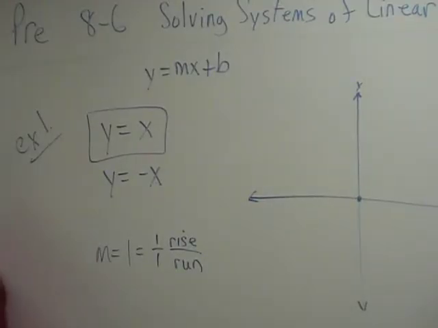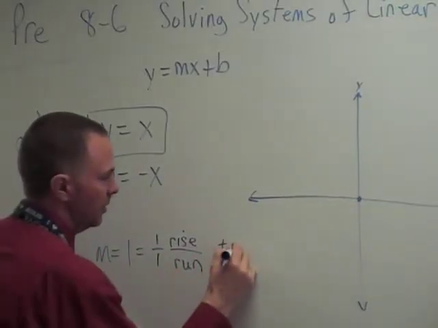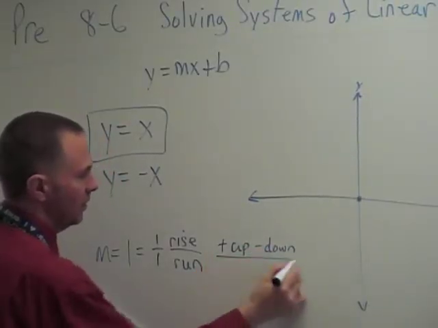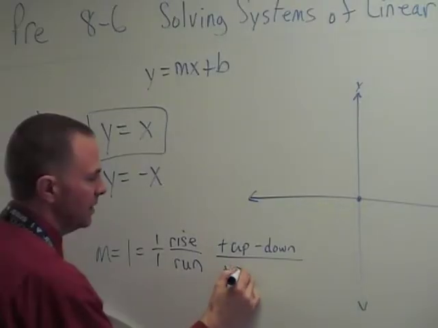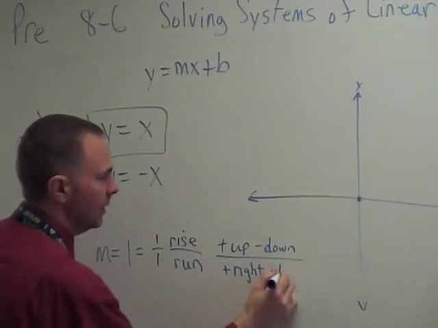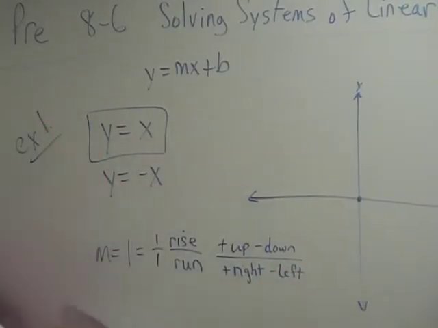Okay? Rise, if it's positive, you go up. If it's negative, you go down. On the bottom, if it's positive, you go right. And if it's negative, you go left. Understand? If you have a negative, always put it at the top. That way, you're always running to the right. Any questions?